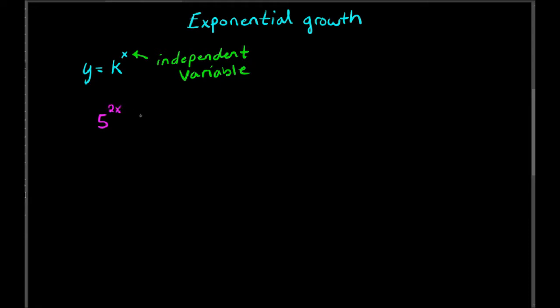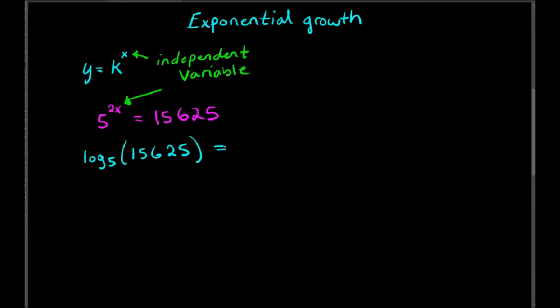So let's look at an example with some real numbers. Say we have an equation that's 5 raised to the 2x power is equal to 15,625. So again, this is an exponential equation because our independent variable, this x, is inside the exponent. And so to solve this, I need to use logarithms, and I can rewrite this equation as log base 5 of 15,625 is equal to 2x.